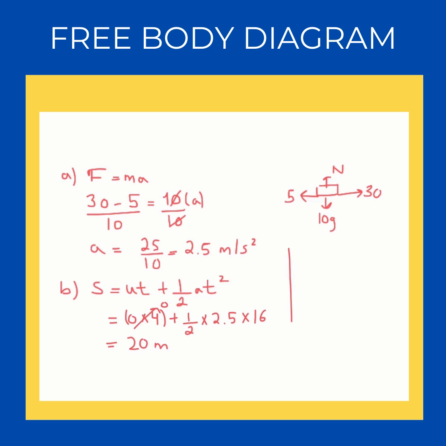Now in part C, I have to find the normal reaction. So this normal reaction N is equal to 10g. So N is equal to 10g, which is equal to 10 times 9.81. So the answer is 98.1 newtons.